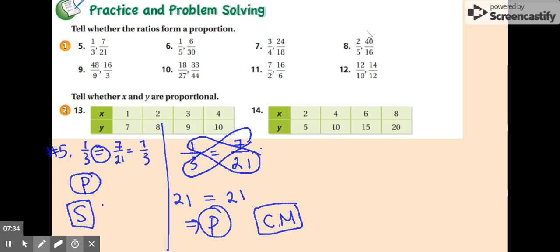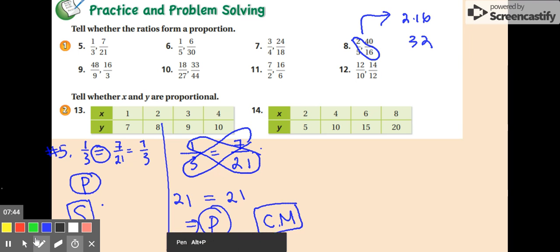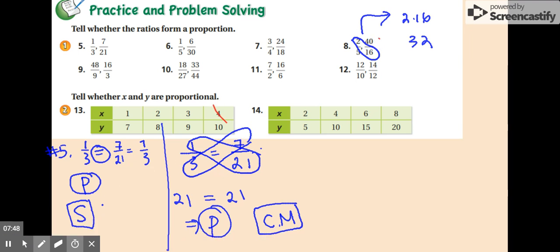So now let's do number 8. I'm going to multiply these two, which is 2 and 16. What is it? 32, right? So what about the other pair, 5 and 40? I'm going to multiply 5 and 40. I'm not sure if it's proportion or not. So 5 and 40, it's going to be 200. They are not equal. If they're not equal, they're not proportional. If these two are proportional, the products should be exactly the same.